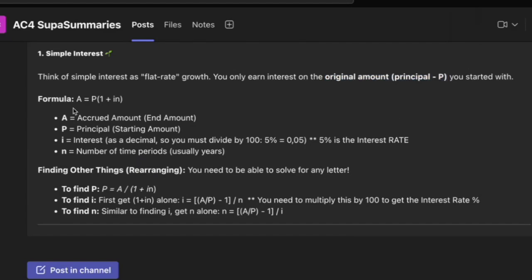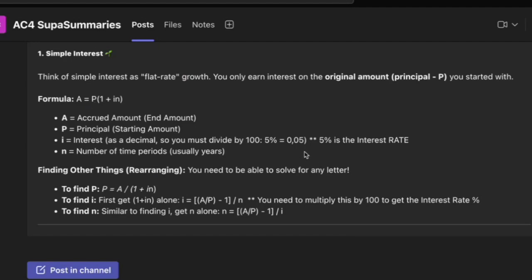The formula we're going to use is A equals P times (1 plus IN), meaning that A is our end amount, and that's going to be equal to what we started with, times 1, because your end amount will include your start amount. And when we multiply it by 1, we get your starting amount included in the end amount. We're going to add I, which is also multiplied to our start amount.